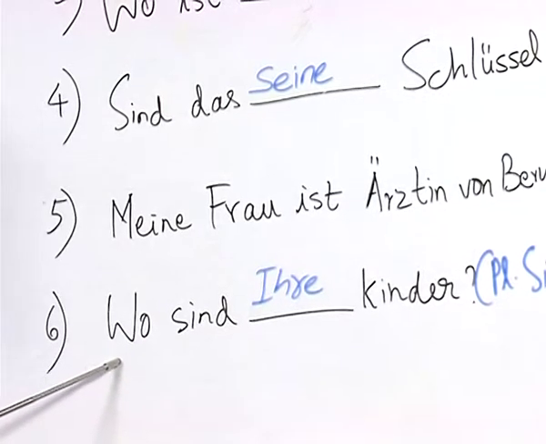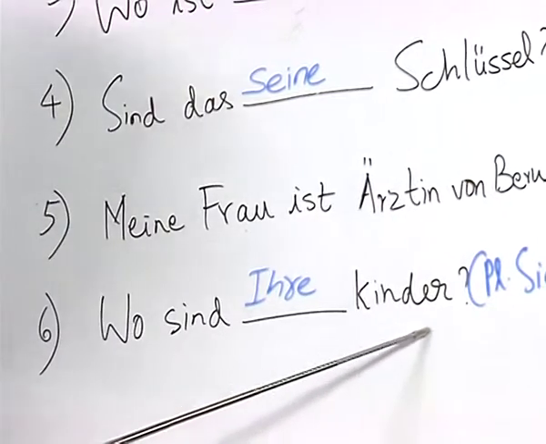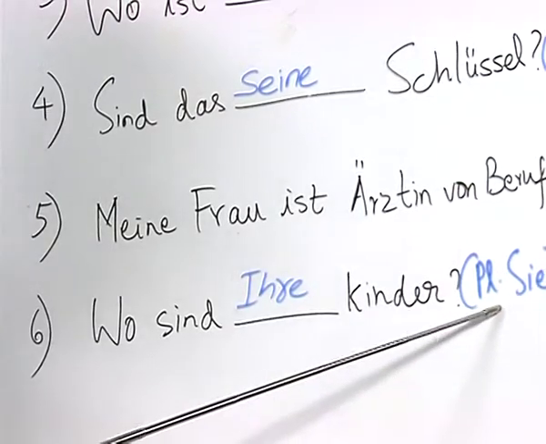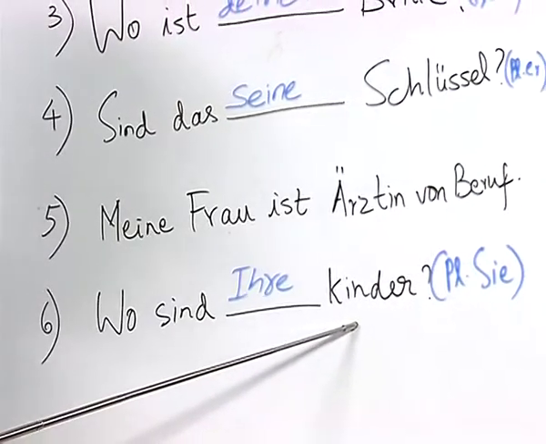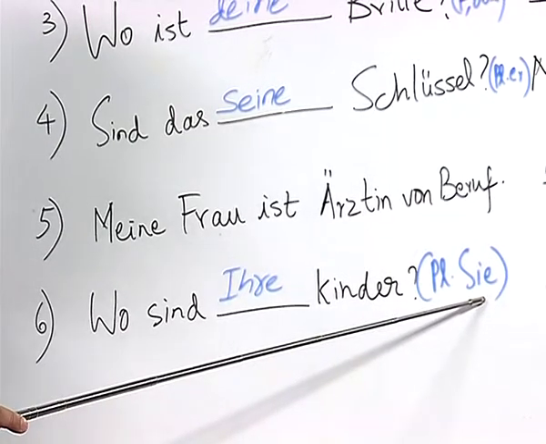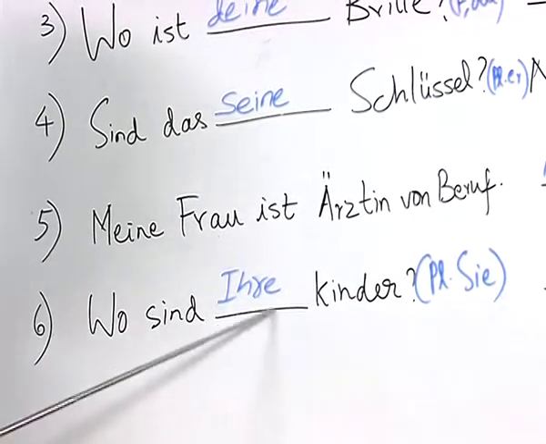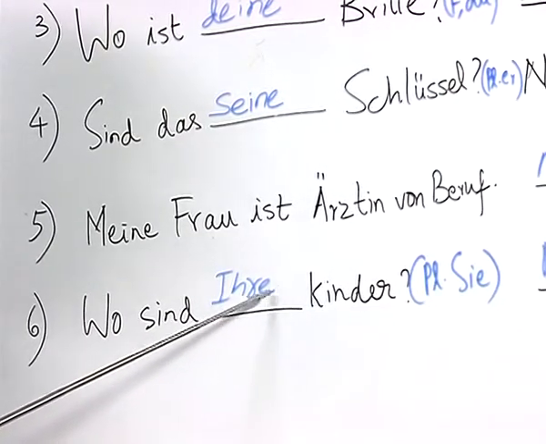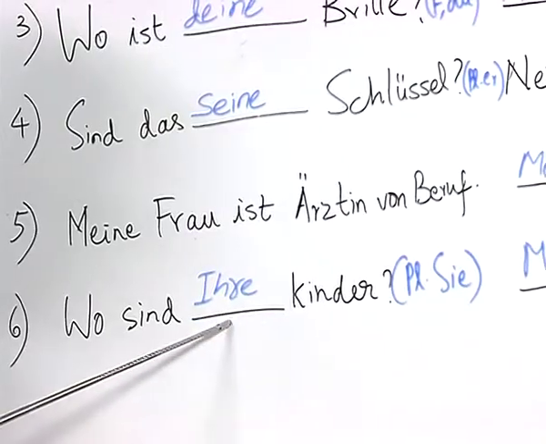Now, for question number 6, wo sind Ihre Kinder? Here the student wrote the correct answer based on the noun Kinder, which is plural as you can see, and for the pronoun Sie, second person singular, and writing the big S, which is also the right answer, and combining it as a plural possessive article.